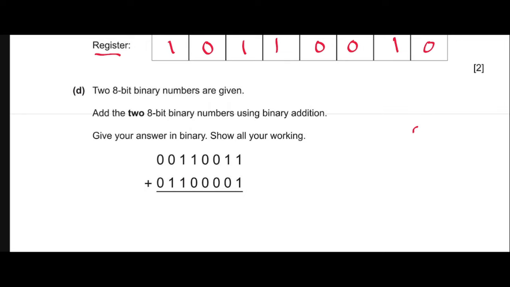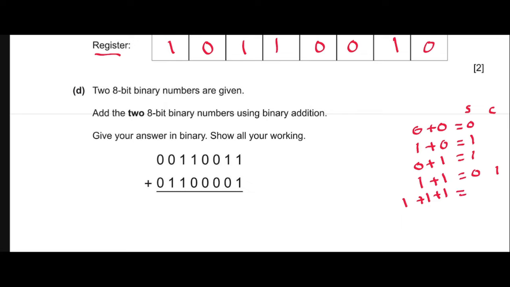So the first rule is, 0 plus 0 is always equal to 0. The sum will be 0 and carry will be none. 1 plus 0 is equal to sum 1 and carry nothing. And 0 plus 1 will always be 1 and no carry. If it's 1 plus 1, the sum will be 0 and the carry will be 1. And if it is 1 plus 1 plus 1, then the sum will be 1 and the carry will be 1. We need to keep in mind these rules when adding binary numbers. So let's use those rules.